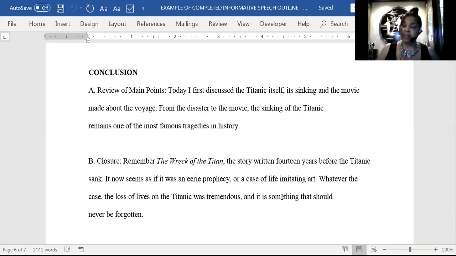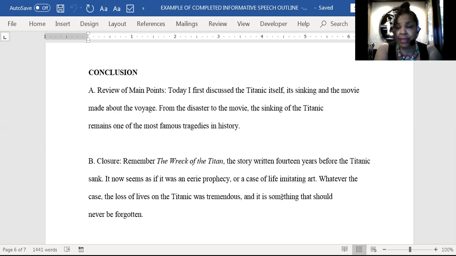Her summary says, and it's a review of the main points. Today, I first discussed the Titanic itself, its sinking, and the movie made about the voyage. From the disaster to the movie, the sinking of the Titanic remains one of the most famous tragedies in history. Said very much like what was previewed. Think about this, you all. The specific purpose says that you want to tell us something about the Titanic. You want to inform the audience about the disaster of the Titanic. By the time they're done, that's what they should remember.